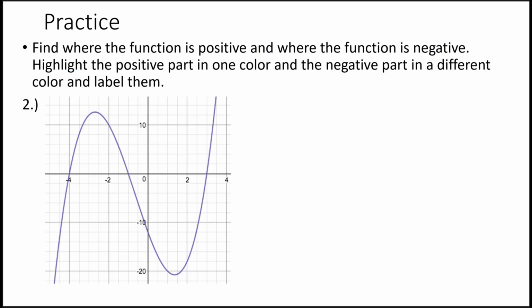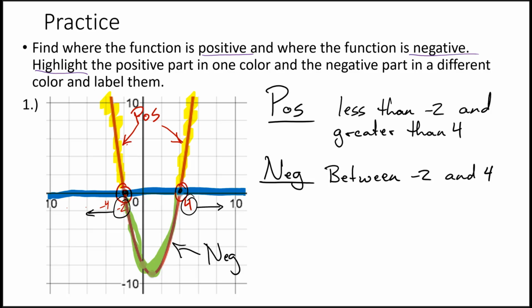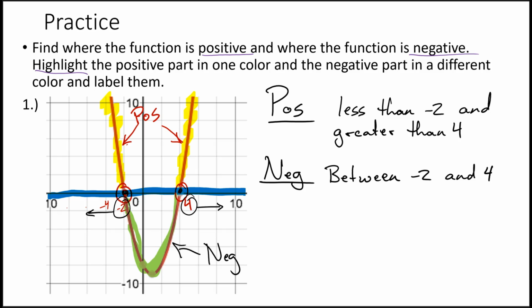Okay, and so you have 2 more to practice, so go ahead and try those on your own. Identify where you're positive and negative, just like we did on this portion of the graph and the ones that we had here. All right, and that will be the end of the notes for 2.4.